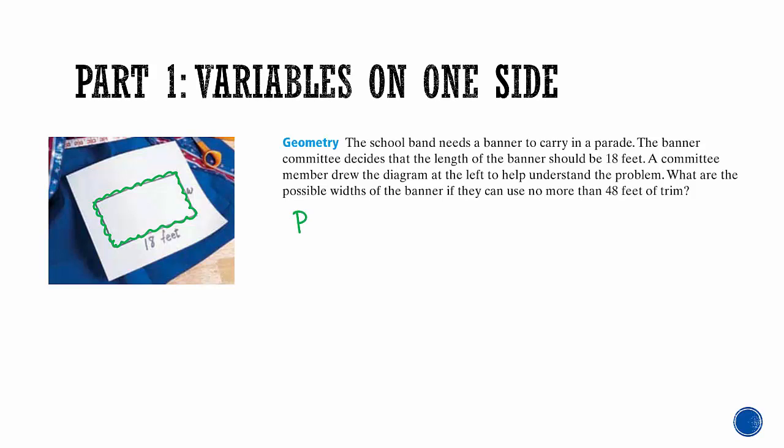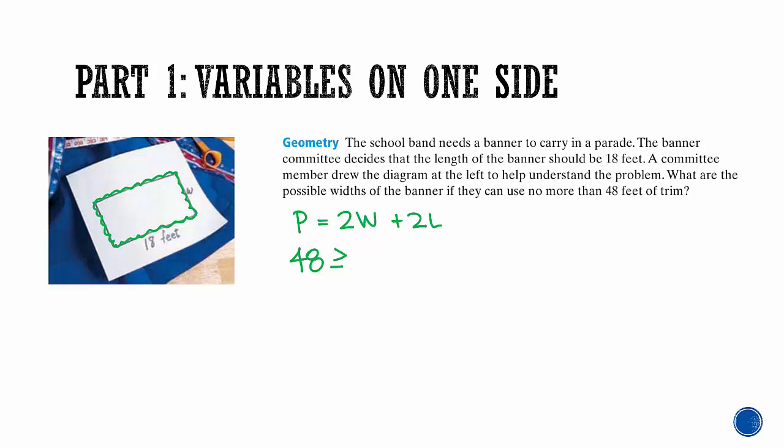So think about what we know. Perimeter is 2 times the width plus 2 times the length. We know that they have 48 feet of trim, and we know that it has to be no more than 48 feet. So that's the most we can work with. So when we put our little inequality in here, we want all of this stuff, 2 times the length plus 2 times the width, that needs to be less than or exactly equal to 48, because we can't use any more than that.